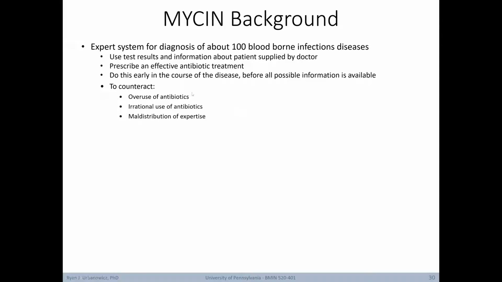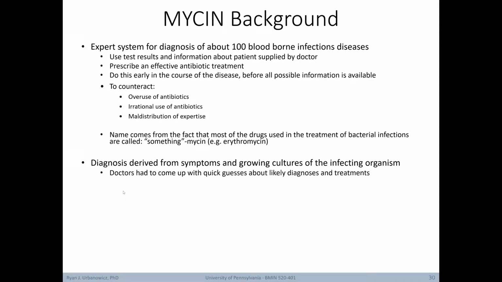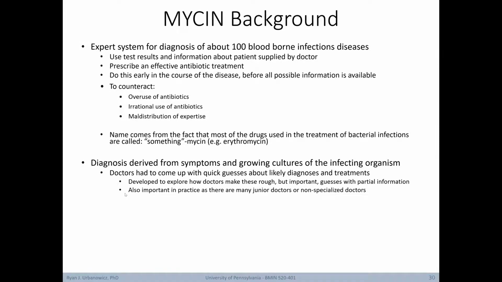It was also designed as a strategy to hopefully counteract the overuse of antibiotics, the irrational use of antibiotics, or the maldistribution of expertise. The name MYCIN comes from the fact that most drugs used in the treatment of bacterial infections are something called something mycin, such as erythromycin. Traditionally, such diagnoses were derived from symptoms and from growing cultures of the infecting organisms. Doctors had to come up with quick guesses about likely diagnoses and treatments. This system was developed to explore how doctors make these rough but important guesses with partial information.